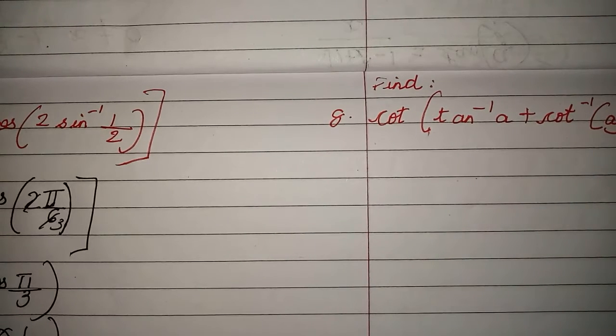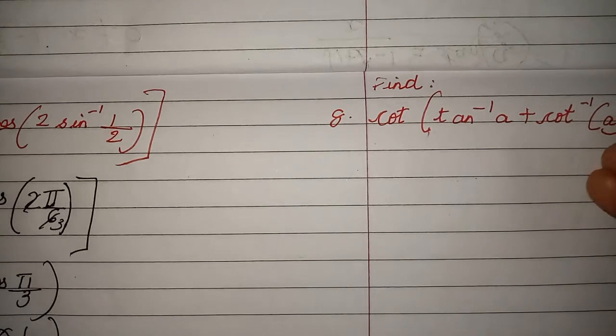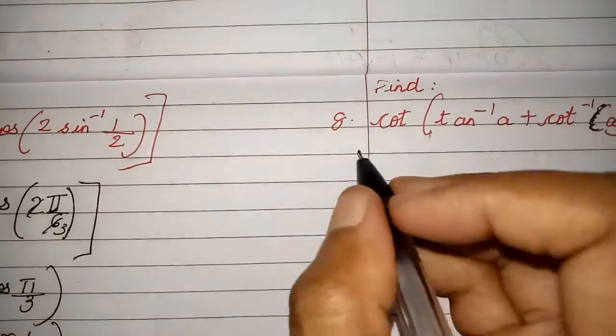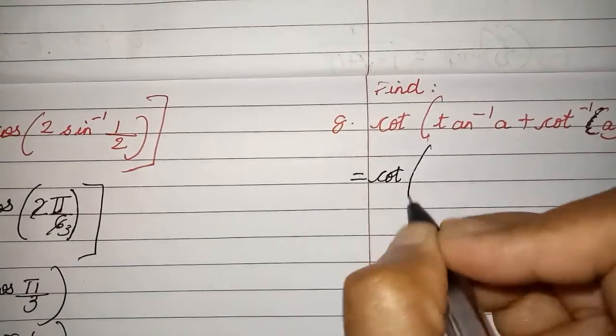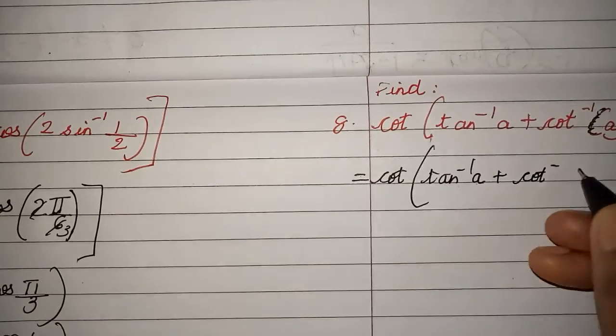Find the value of cot of (tan inverse of A plus cot inverse of A). Let's think about it. The bracket will be outside. So this is cot of tan inverse of A plus cot inverse of A.